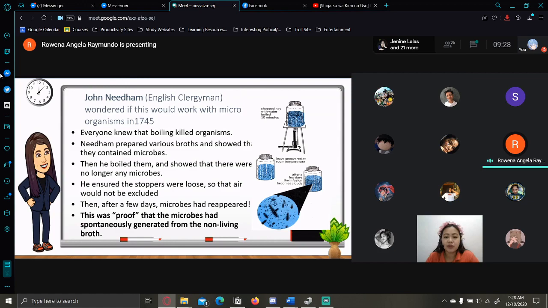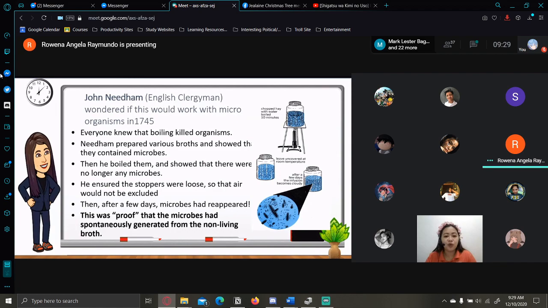Boiling kills microorganisms. This is the reason kung bakit kapag halimbawa merong baby sa bahay, yung mga ginagamit ng baby, pinapakuluan natin. Especially yung nilalagay niya sa mouth niya. Tulad ng mga bote, yung mga nipples ng bottles, and even yung mga pacifiers, pinapakuluan. That is to kill microorganisms that may cause harm on the baby. Even water, we boil water to make sure that microorganisms are dead or killed. So dun sa experiment niya, ganun yung ginawa niya.